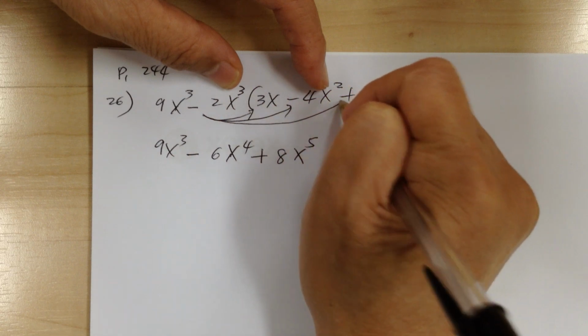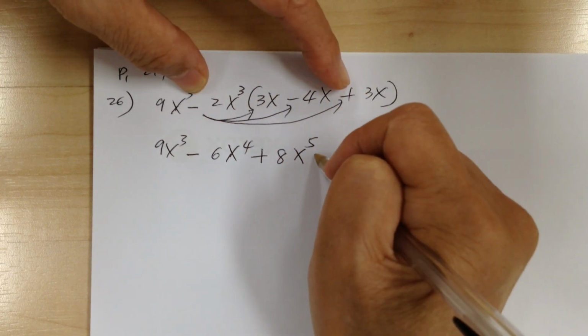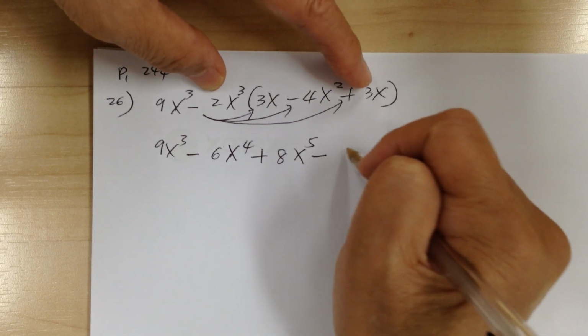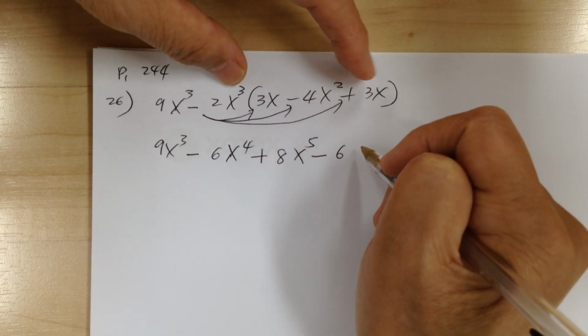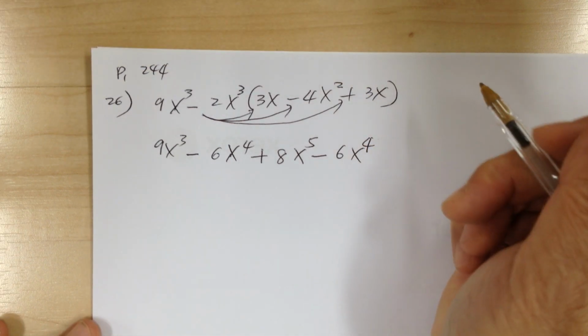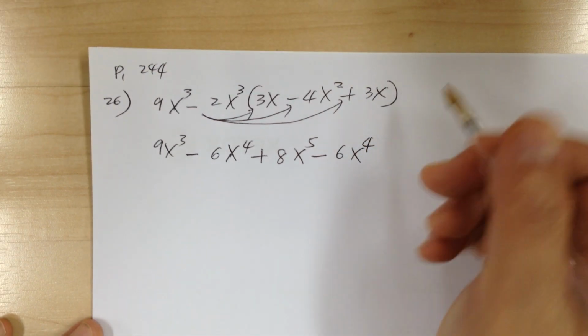Okay, then you go to the next one. Negative times positive is negative. So sign, then do the number. 2 times 3 is 6. Then alphabet, x3 times x is x to the 4. Okay. Then after that, you want to see if you can combine the like terms.